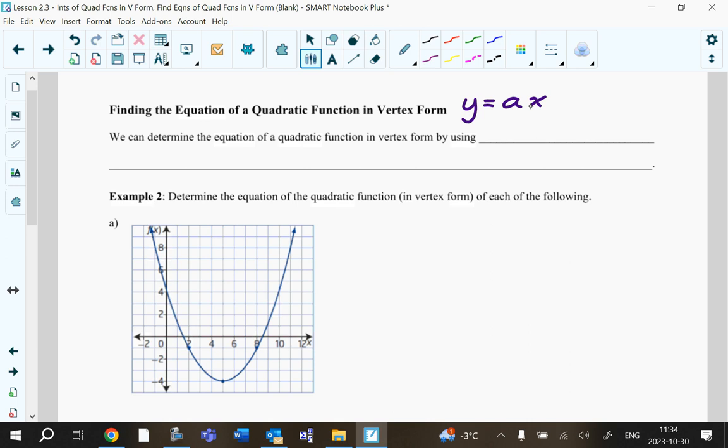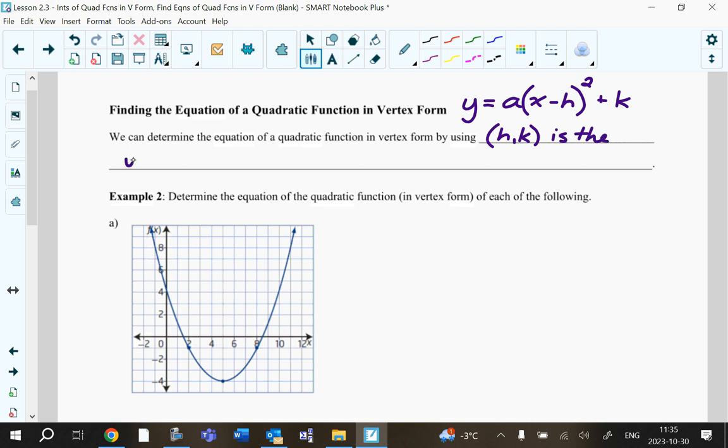Yield bracket, parentheses, x minus h, parentheses squared plus k. Good. Now, remember two things here. (h, k) is the vertex.